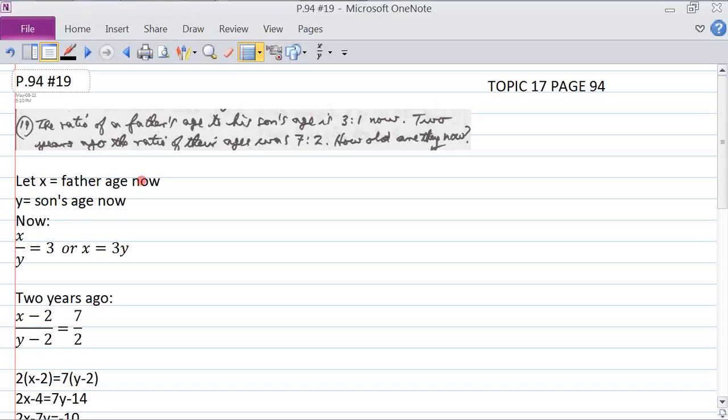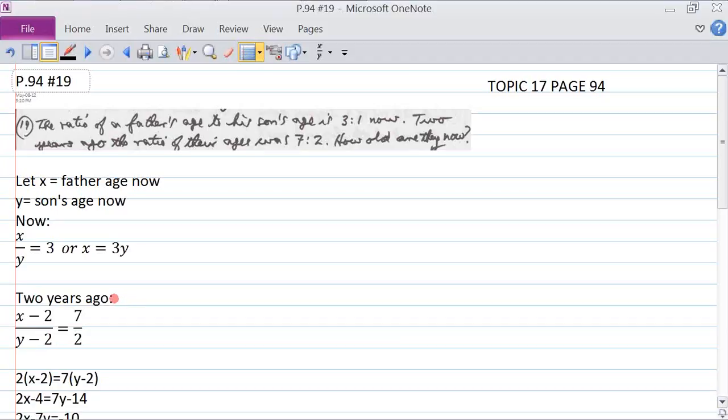So that's the age now. X equals the father's age now. Y equals the son's age now. The ratio of a father's age to his son's age now is 3:1. Father's age, son's age, 3/1. Cross multiplying, x times 1 gives us x, and 3 times y gives us 3y.